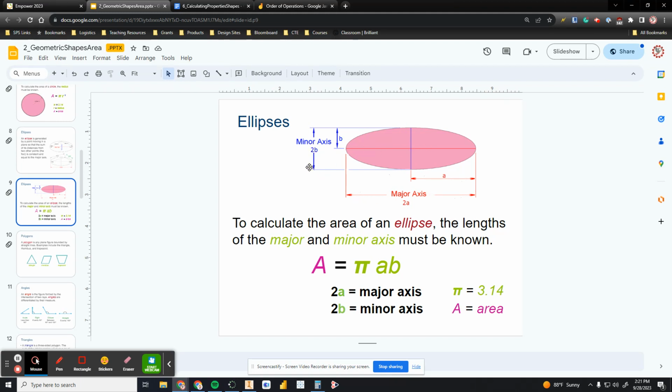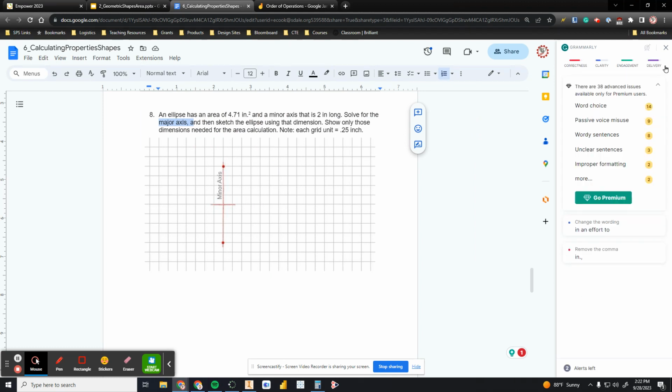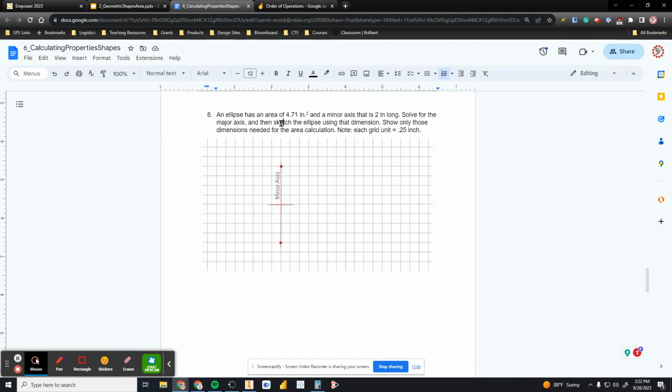Okay, so we were given the minor, which in this case is 2 inches, and we are solving for the major axis. So we're solving for this axis right here. And then we need to sketch in the ellipse using that found dimension, but we don't know what it is yet. We've got to find it. Show only those dimensions needed for the area calculation. Note each grid unit is 0.25 inches. Well, that makes sense on here because 1, 2, 3, 4, that's 1 inch. 1, 2, 3, 4, that is 2 inches. So each grid unit is 1/4 of an inch, and that tracks based off of the information that has been given to us on this graph paper.